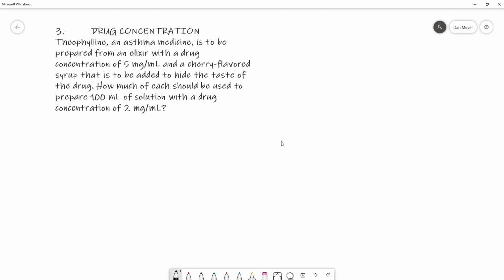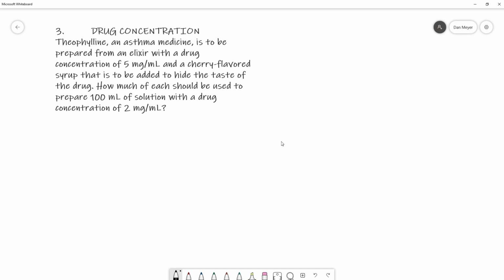Number 3, about drug concentration. Theophylline, which is an asthma medication, is to be prepared from an elixir with a drug concentration of 5 milligrams per milliliter in a cherry-flavored syrup that is to be added to hide the taste of the drug. How much of each should be used to prepare 100 milliliters of solution with a drug concentration of 2 milligrams per milliliter?